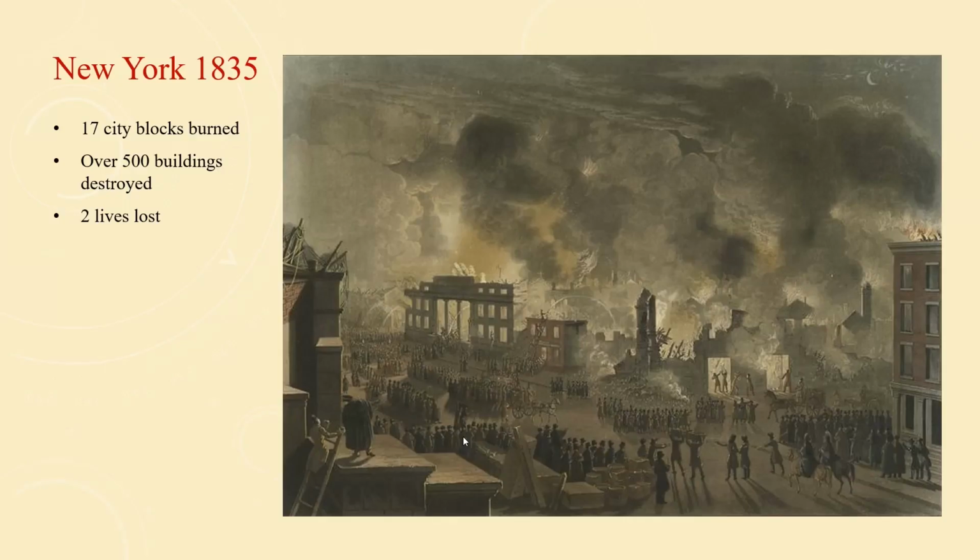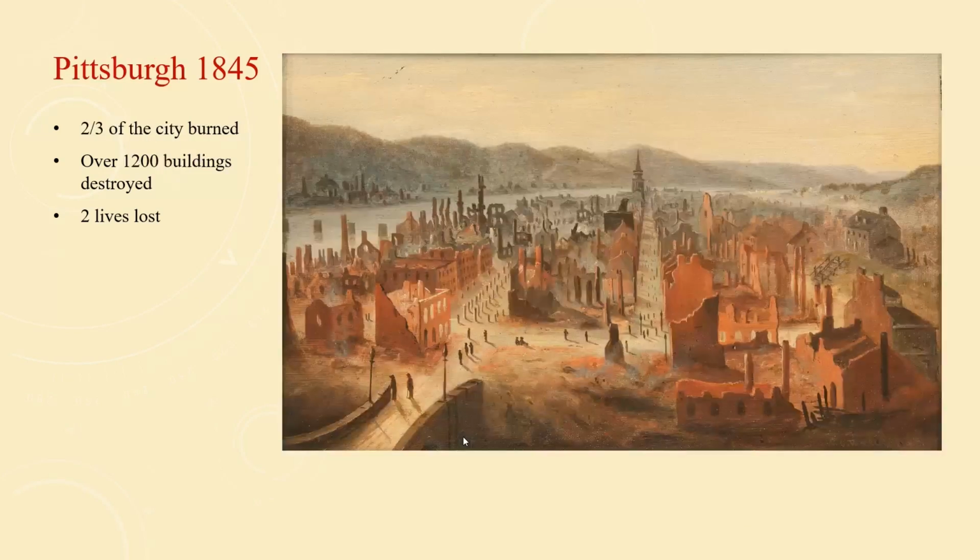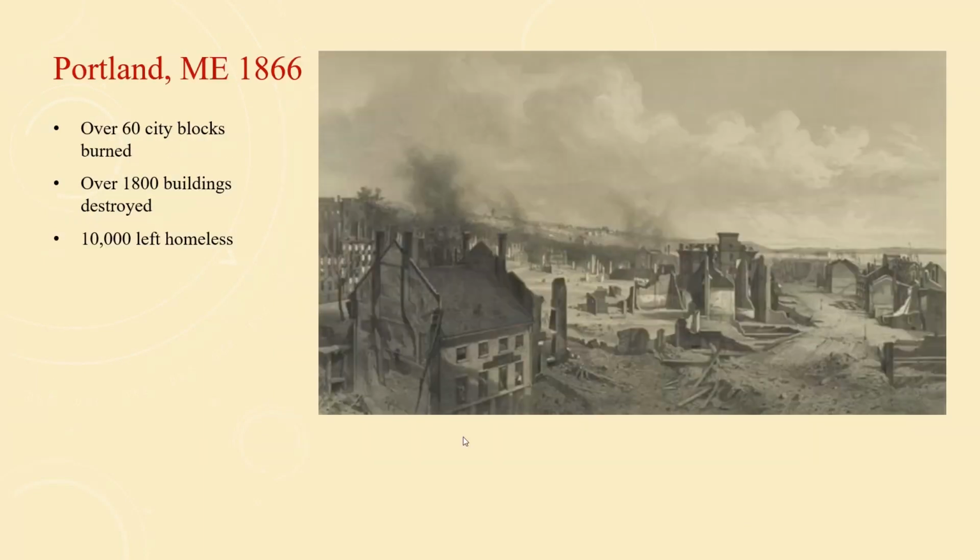Well, how about New York, 1835, huge fire, 17 city blocks burned, 500 buildings destroyed. And amazingly, only 2 lives were lost. Pittsburgh, 1845, 2/3 of the city destroyed, 1,200 buildings. Portland, Maine, another huge fire, 60 city blocks burned, 1,800 buildings, 10,000 people left homeless.